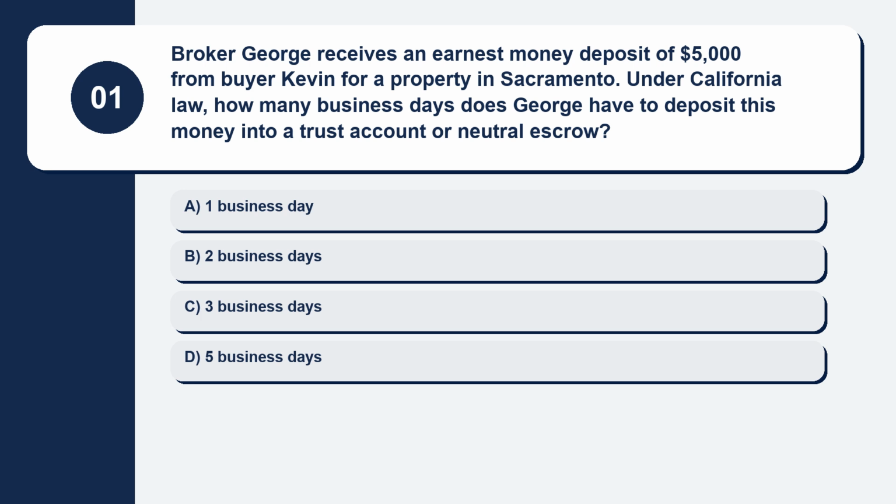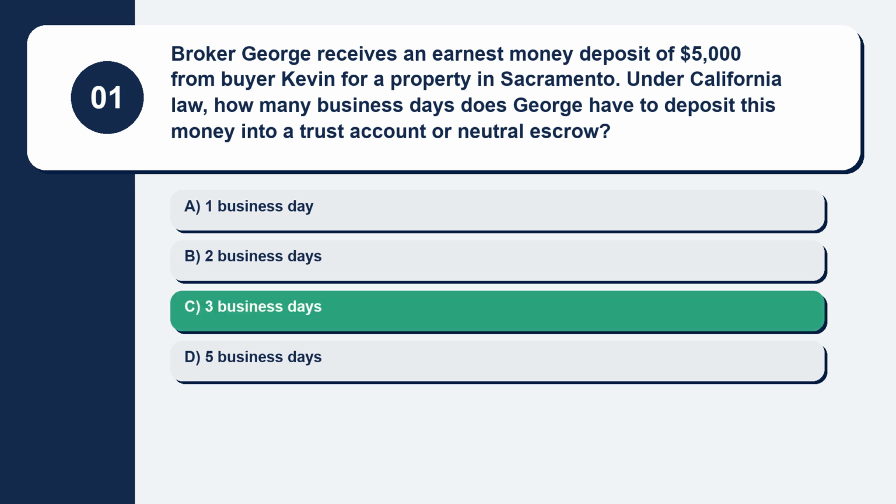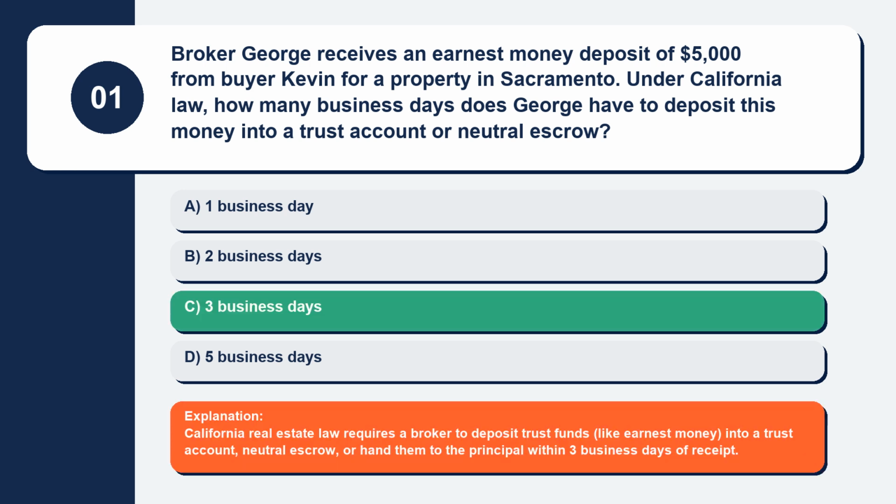Option A, 1 business day. Option B, 2 business days. Option C, 3 business days. Option D, 5 business days. The correct answer is option C, 3 business days. Explanation. California real estate law requires a broker to deposit trust funds, like earnest money, into a trust account, neutral escrow, or hand them to the principal within 3 business days of receipt.